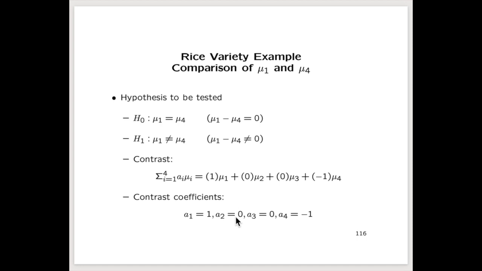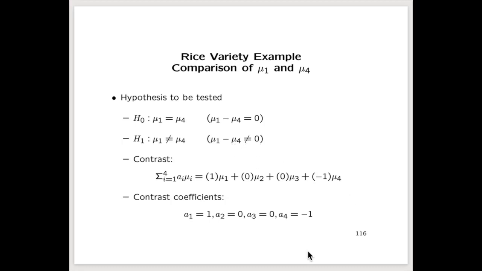Okay, and then the comparison of mu1 and mu4. All right, so the null hypothesis is that mu1 is equal to mu4. That translates into a difference, or stated in terms of a difference, mu1 minus mu4 equal to 0. The alternative would be that mu1 is not equal to mu4, stated as a difference. That would be mu1 minus mu4 is not equal to 0.